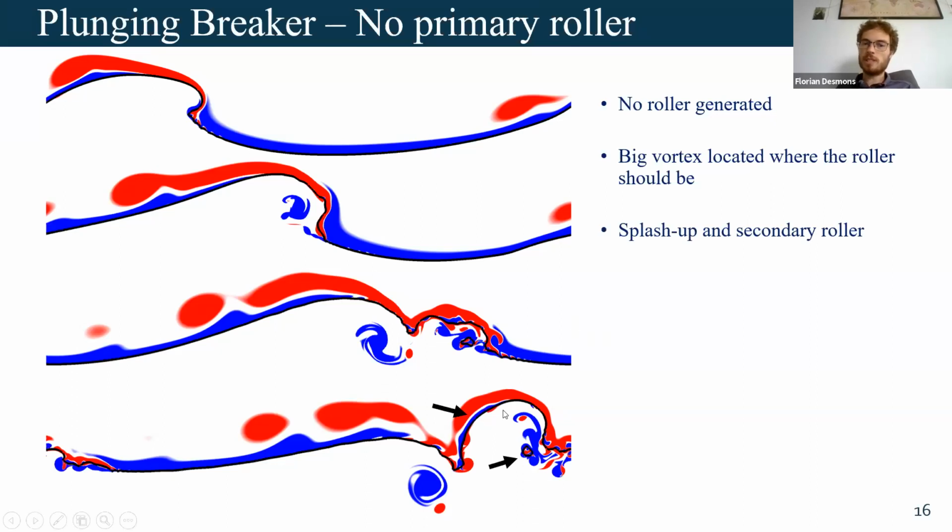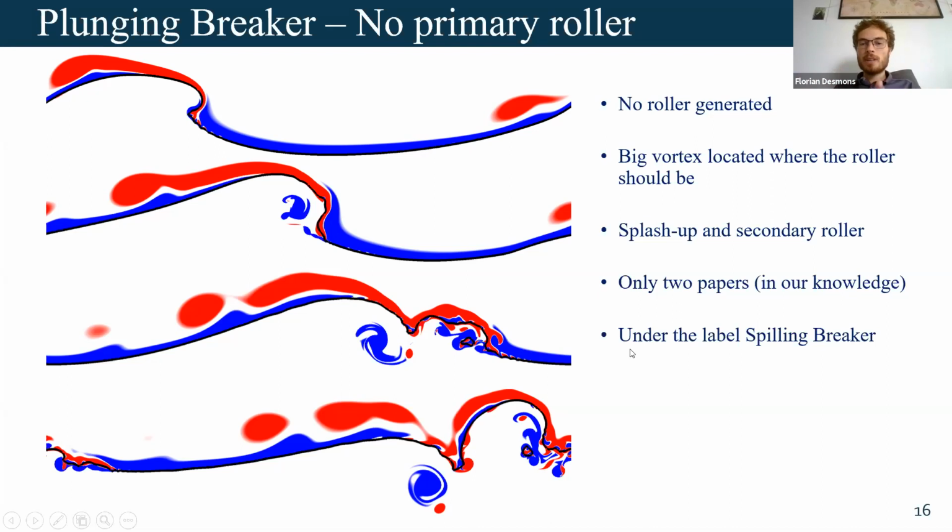And what we can see, which is different from the previous simulation, is that there is a splash up generated, and also there is a secondary roller, which is captured here. And I don't show it until the end, but there is a third roller, which is captured also. So during my reading, I tried to find this kind of breaking dynamics. I found only two papers working on it to my knowledge, but they were put on the spilling breaker level. But in my opinion, the dynamic process is much closer to the plunging breaker than to the spilling breaker.